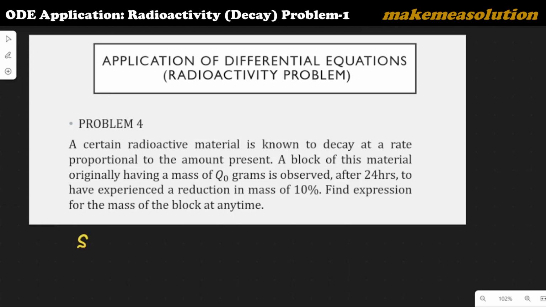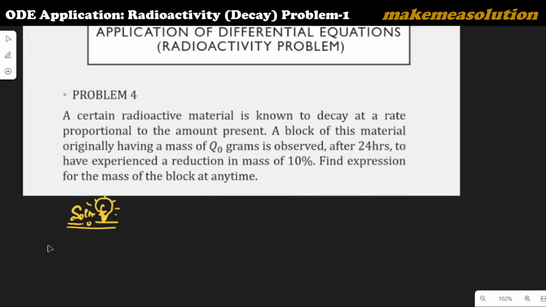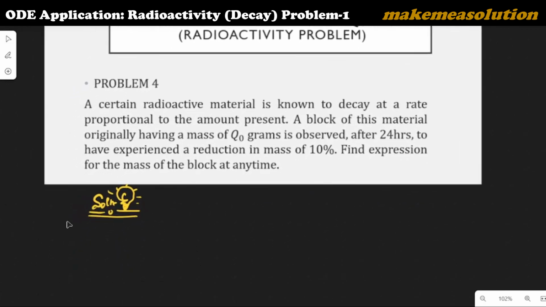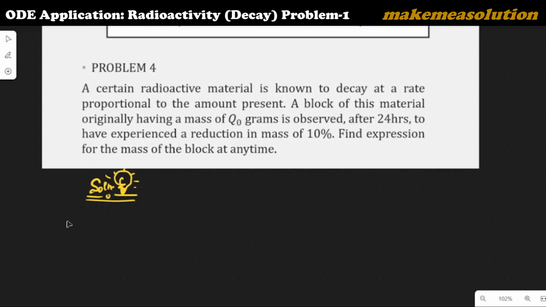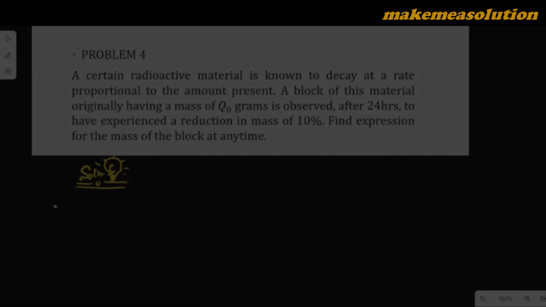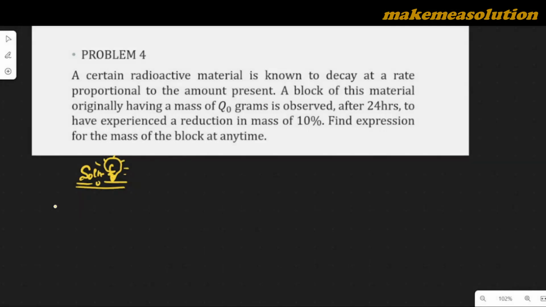So solution. The essence of drawing the bulb all the time is because I believe solution comes when there is light. When you get light to solve a problem, you get inspiration. So that's the essence for me drawing this bulb all the time. Now you want to solve this particular problem, so you're going to break it down one step at a time.